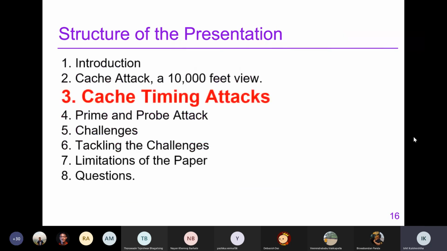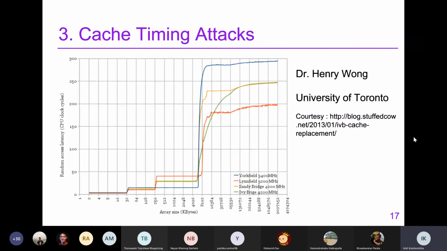Now we come to an overview of cache timing attacks. This is a graph from someone called Dr. Henry Wong from the University of Toronto. I have a link to his blog. You can go there if you want. It's a good blog. He has shared this graph, and it demonstrates the access timings of cache and memory. The x-axis is array size, and the y-axis is the access latency or the access time. As the array size increases, the array cannot fit in a higher level cache, and it moves lower and lower in the memory chain.